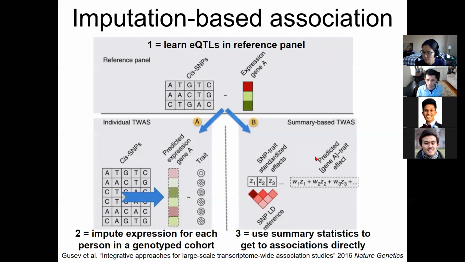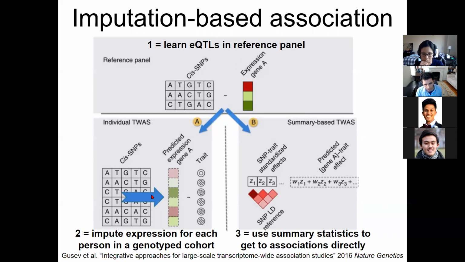But an alternate approach that was pioneered by Sasha Gusev and others is the summary-based transcriptome-wide association study. It's a subtle idea, but a very powerful one: you can use the summary statistics directly to get to the associations. The reason is that if I predict expression, I'm collapsing the uncertainty of my signal. I'm using a maximum likelihood estimate as opposed to capturing the true variation of my signal.